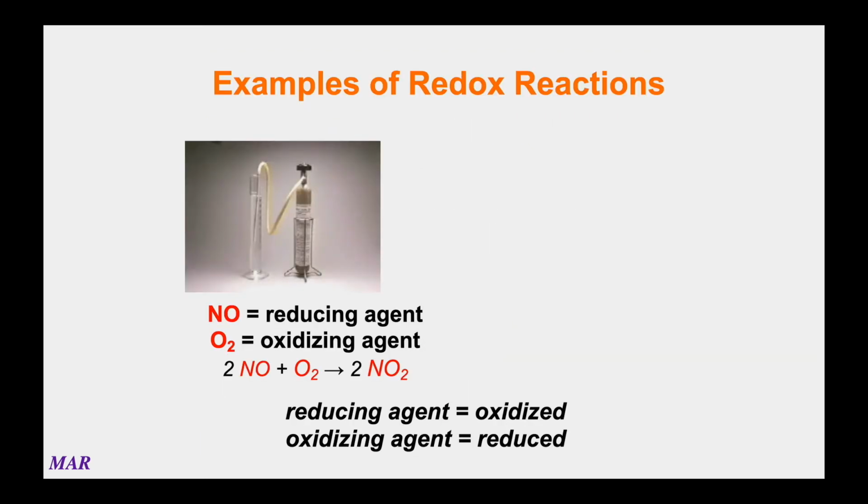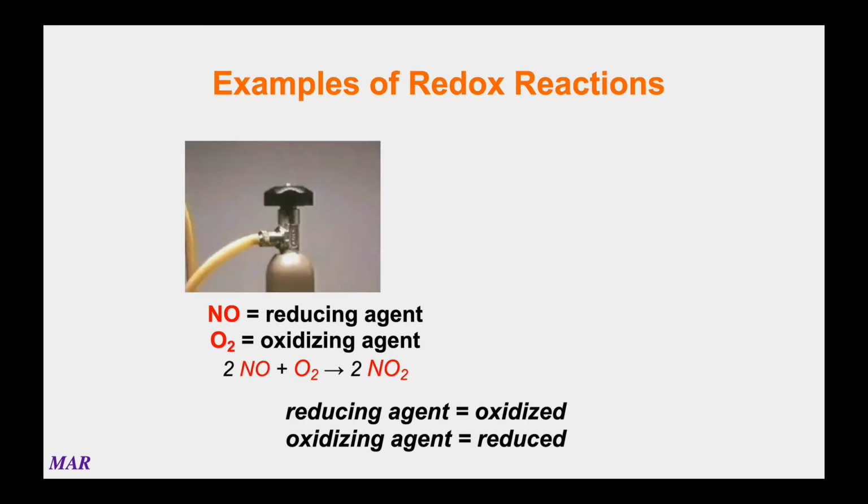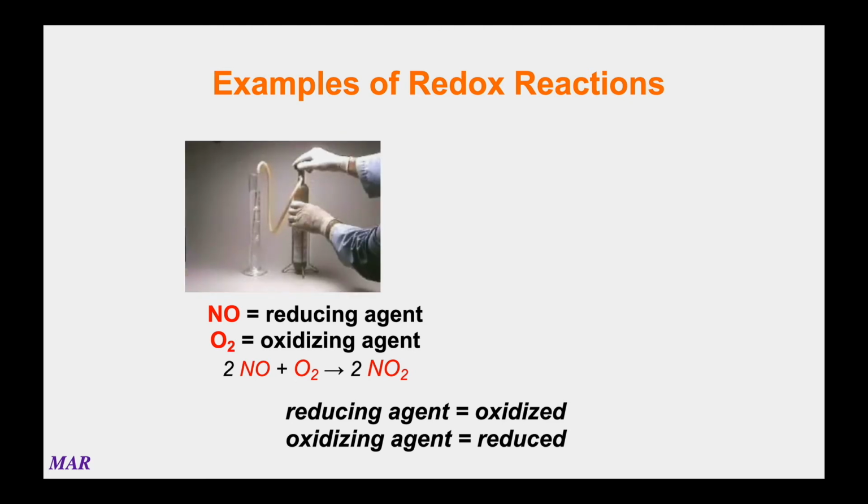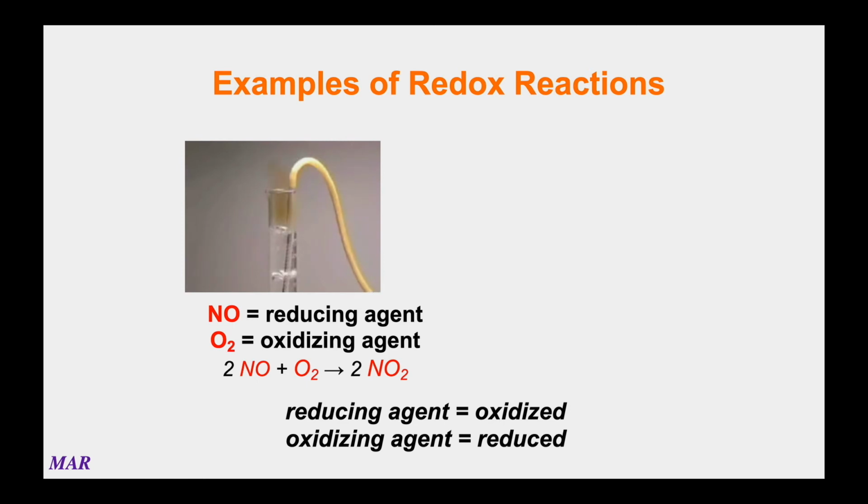Nitrogen monoxide is a colorless gas, which we can observe when we bubble it through water. When it contacts air, and therefore oxygen, an oxidation-reduction reaction quickly converts it to nitrogen dioxide, a visible brown gas.